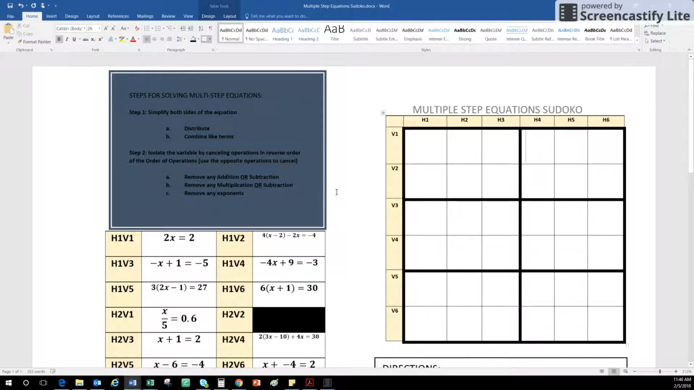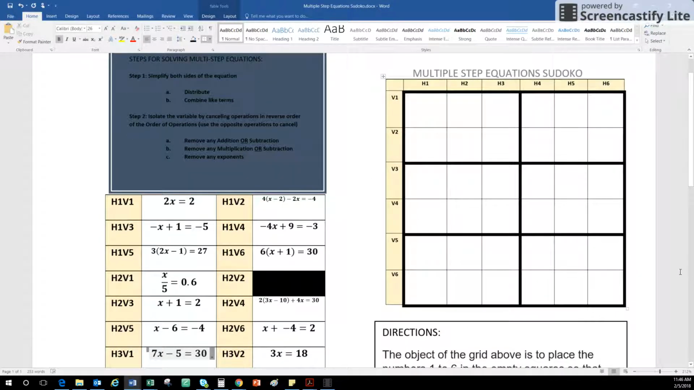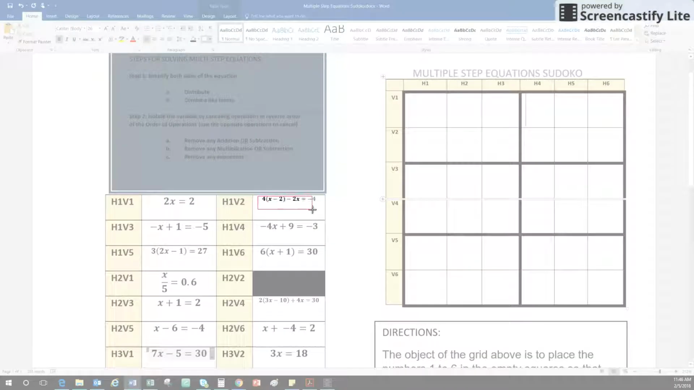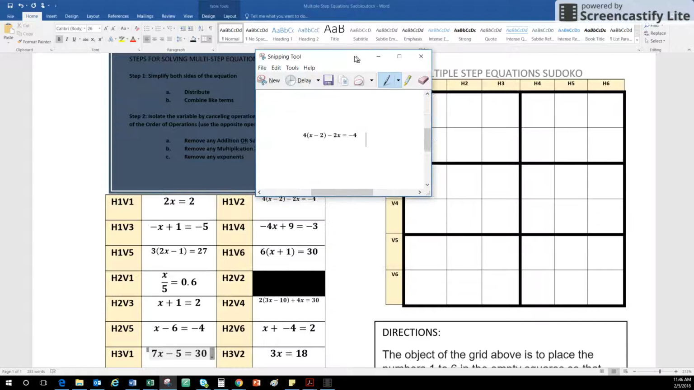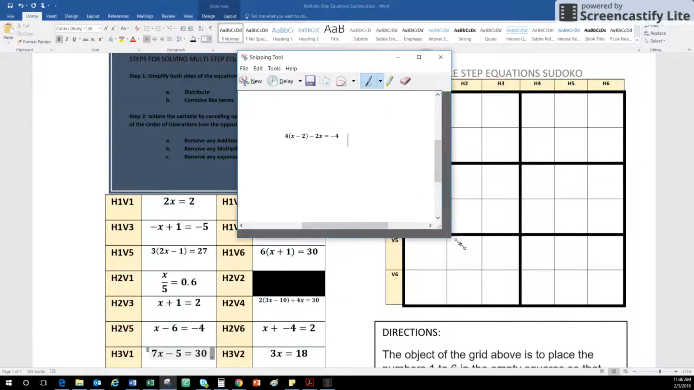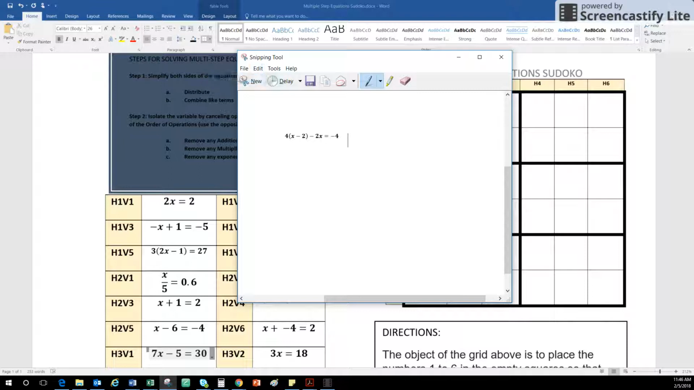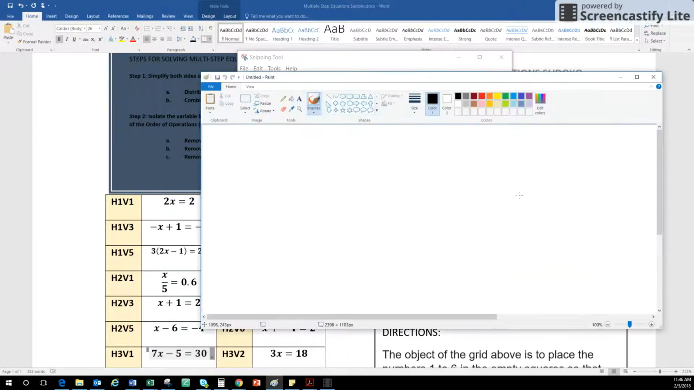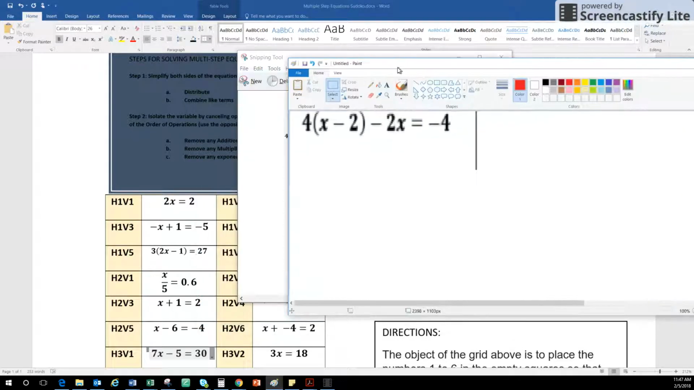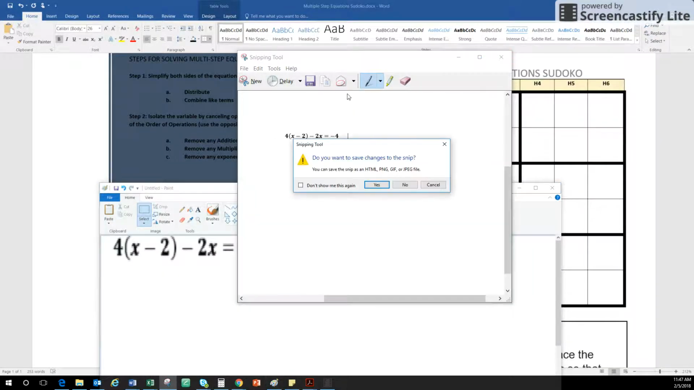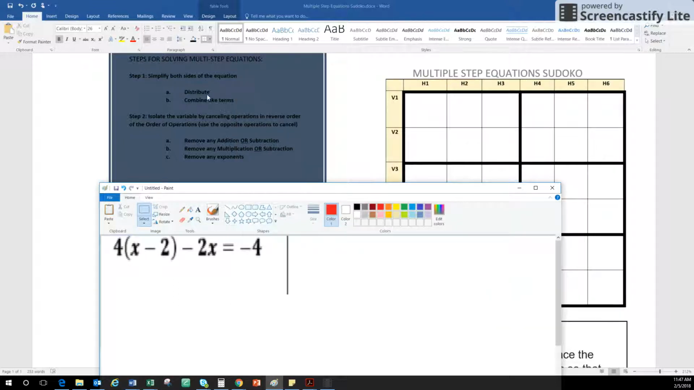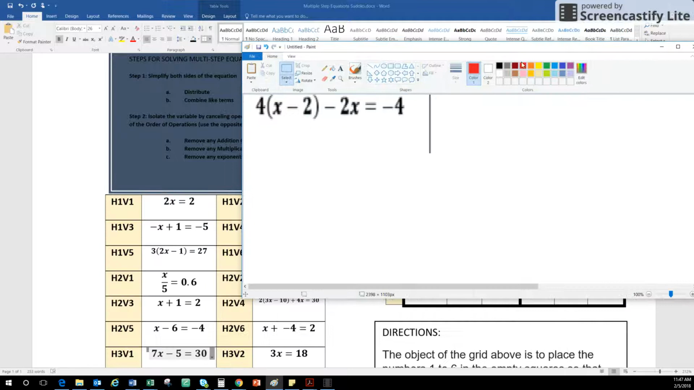Just to show you guys how this is going to work, okay? I'm going to pick one of the problems that looks like one of the harder ones. Let's go with this guy. I'm going to go H1V2, and I see this is a little bit of a harder problem. So what I'm going to do, and actually let me just copy this, we'll paste it in the Paint so we can make it a little bit bigger. Okay, so we're going to follow the rules. The rules for solving the multiple step equations say simplify both sides of the equation, distribute and combine like terms. That's basically what we're looking for on this first step.